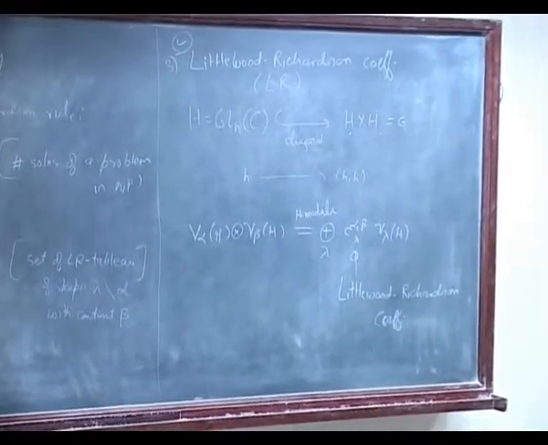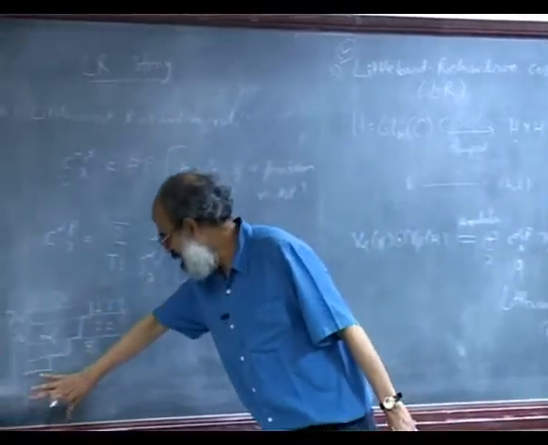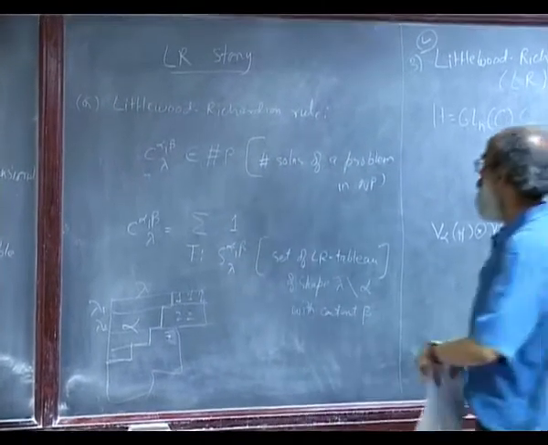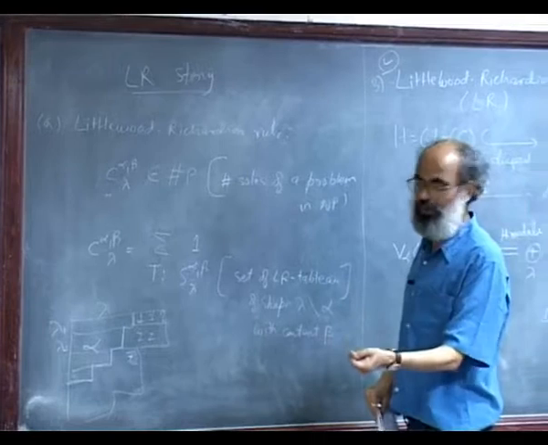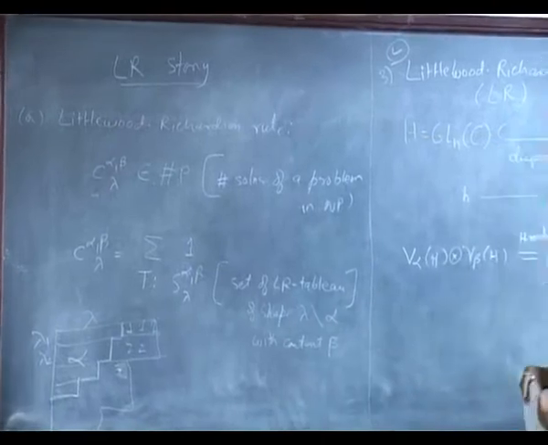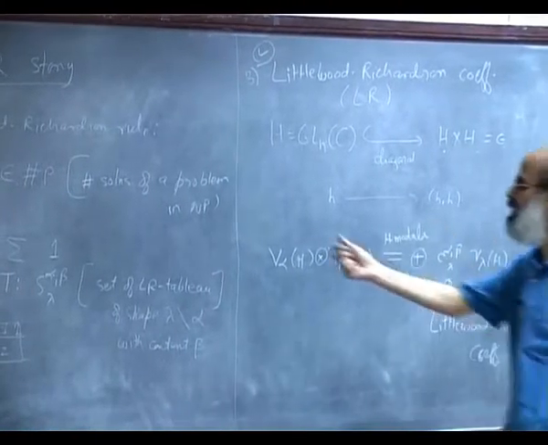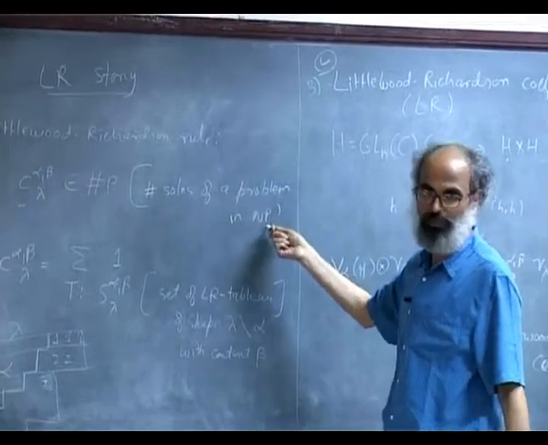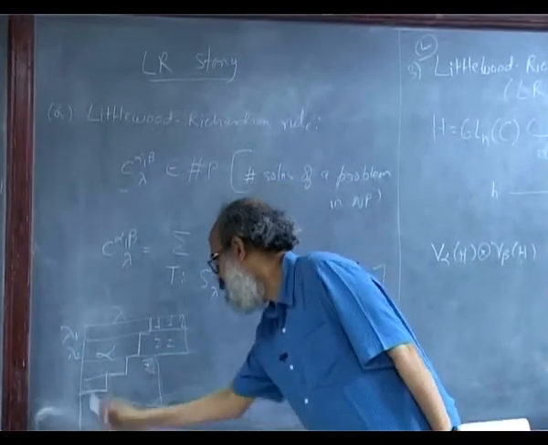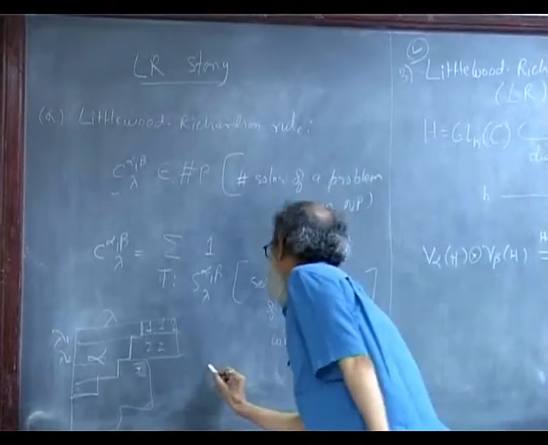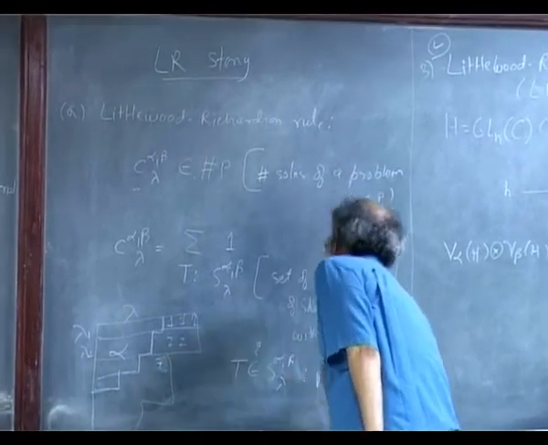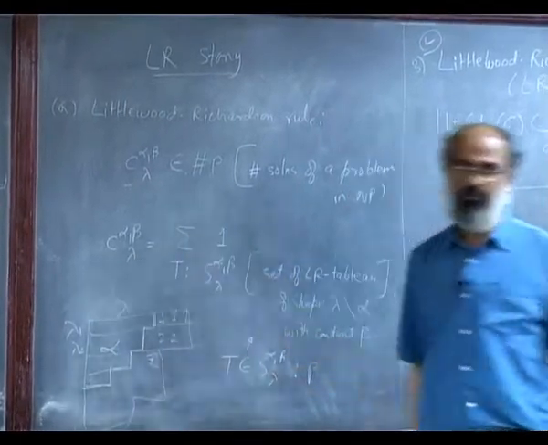Given a tableau, whether those inequalities are all satisfied can be verified in linear time, in fact, or quadratic time. So given a tableau, you can verify in polynomial time whether it is an LR tableau. That is why this is a #P formula. It is the number of solutions of a problem in NP, so each solution should be verifiable in polynomial time. Whether T belongs to S alpha beta lambda is a problem in P.